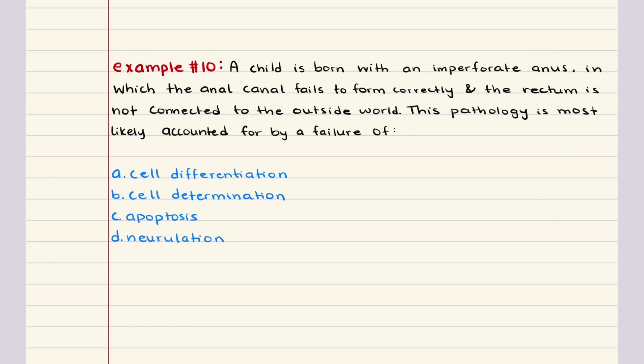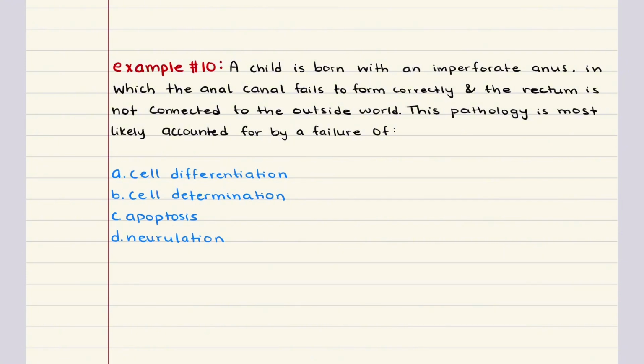So in this question, we're looking at a developmental defect where a child is born with an imperforate anus. That means the anal canal didn't form properly and it isn't connected to the outside world. So we need to consider which developmental process, when disrupted, would lead to this structural abnormality. The correct answer is apoptosis, which is the programmed cell death that plays a critical role in shaping structures during embryogenesis. Apoptosis is not just about eliminating damaged cells.